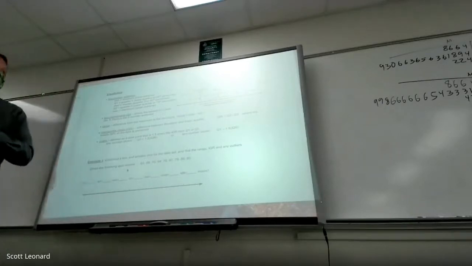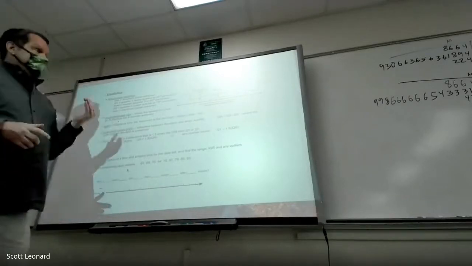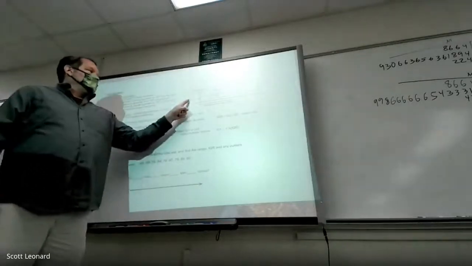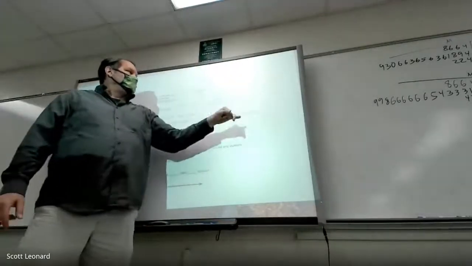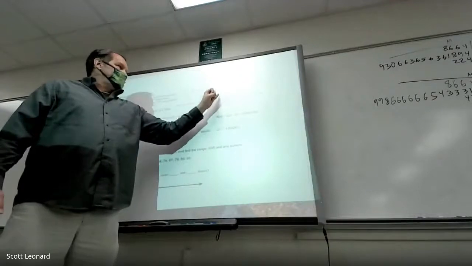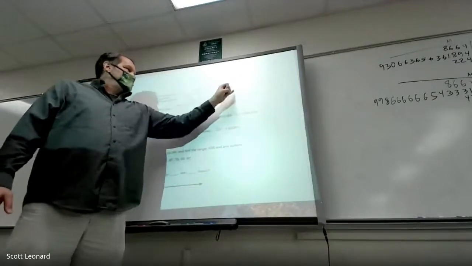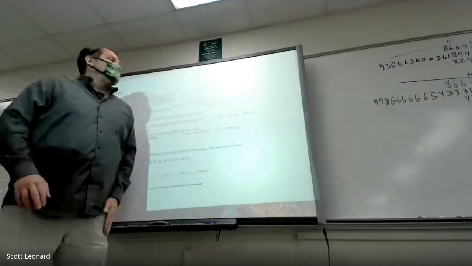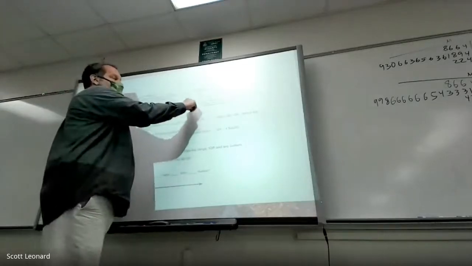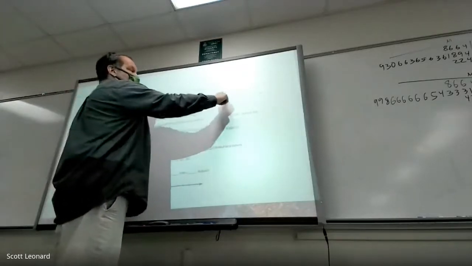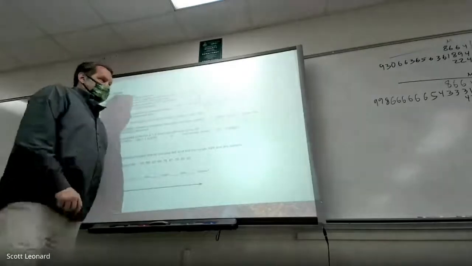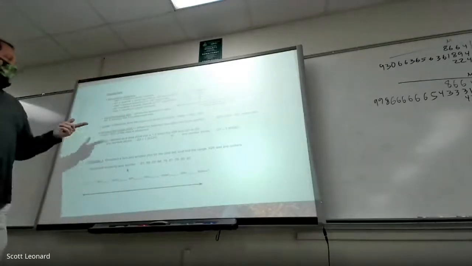Okay, we're going to draw what's called a box and whisker plot. This is an example of a box and whisker plot. Here's our minimum, here's our max, here's the median, and then we cut the lower half in half and the upper half in half. So 25% of the data is going to fall between here, 25 here, 25 here, and 25 here.